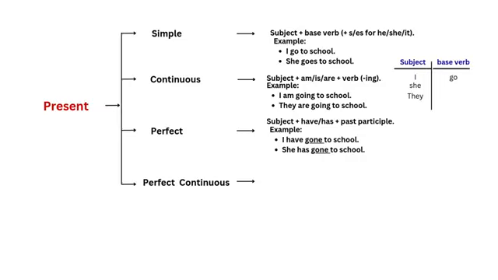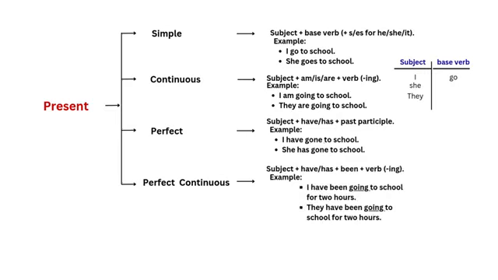Has is the auxiliary verb used with third-person singular subjects, he or she or it, in the present perfect tense. Gone is the past participle of the verb go. To school is the object.